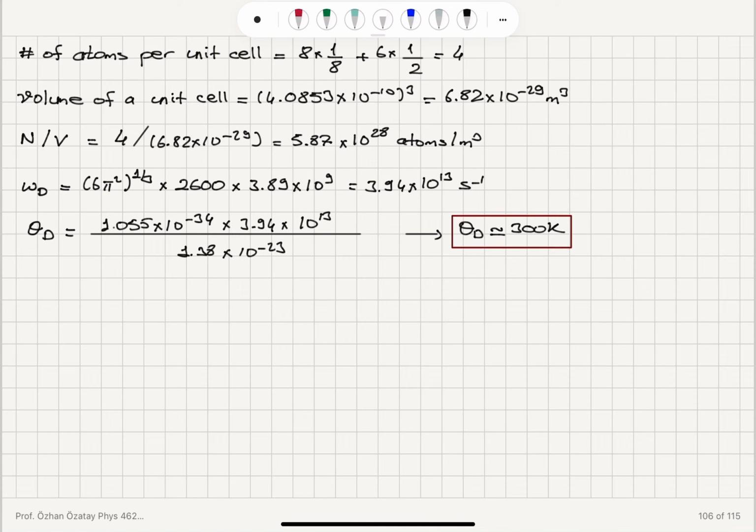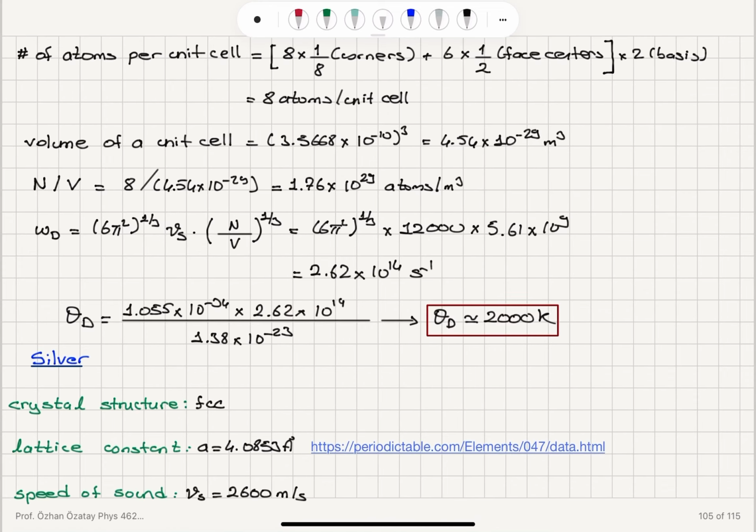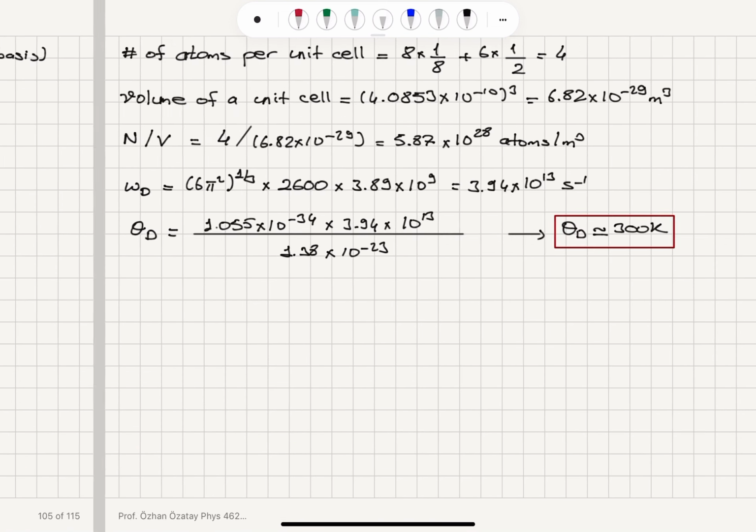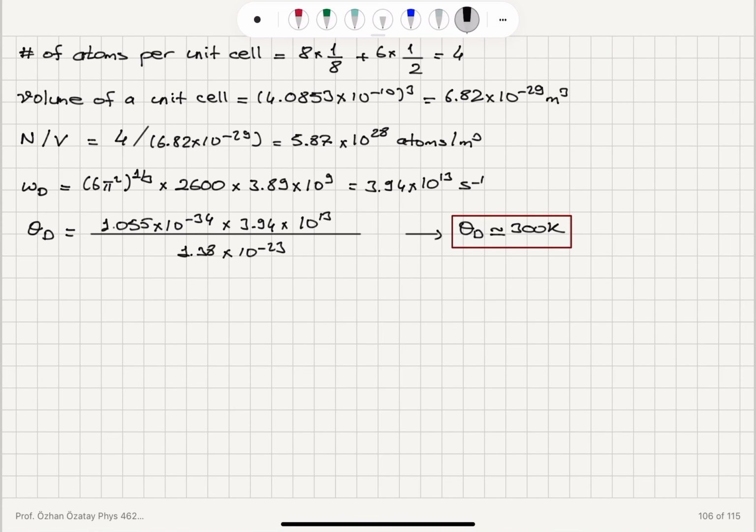So from this calculation we have found that the Debye temperature of diamond is 2000 Kelvin, and the Debye temperature of silver is 300 Kelvin. So we see that the Debye temperature of diamond, 2000 Kelvin, is much greater than the Debye temperature of silver, which is roughly 300 Kelvin, that's at room temperature.